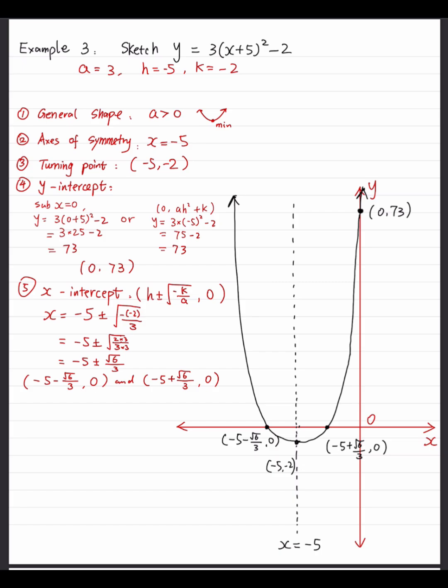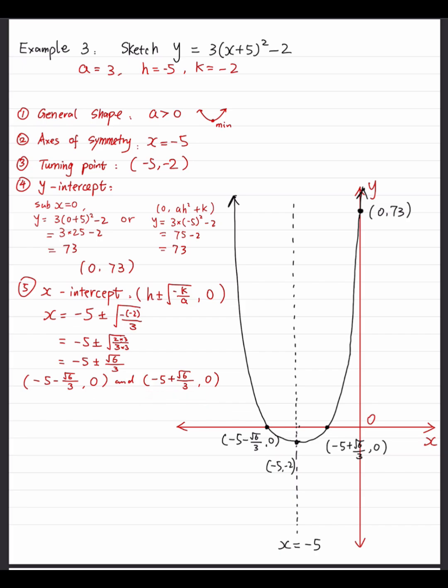You can see it here, I have simplified a bit, it becomes the square root of 2/3, and I rationalize the denominator. I got the square root of 6 over 3. Okay, so you have h plus or minus, which is negative 5, plus or minus the square root of 6 over 3. And then we have the two distinct x-intercepts, negative 5 minus root 6 over 3, comma 0, as well as negative 5 plus root 6 over 3, comma 0.